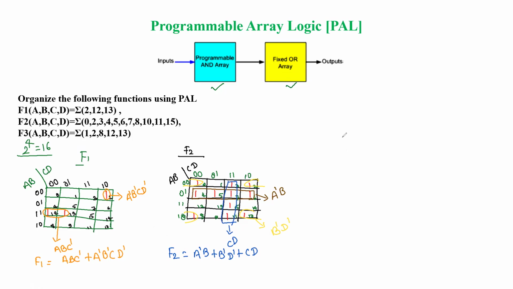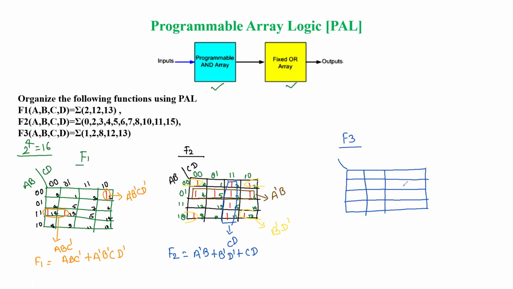Similarly, we have to find F3. In the case of PLA, from the examination point of view, many functions are given, sometimes maybe even four functions. So it will take a little time to go through the K-map. This process is a little lengthy.